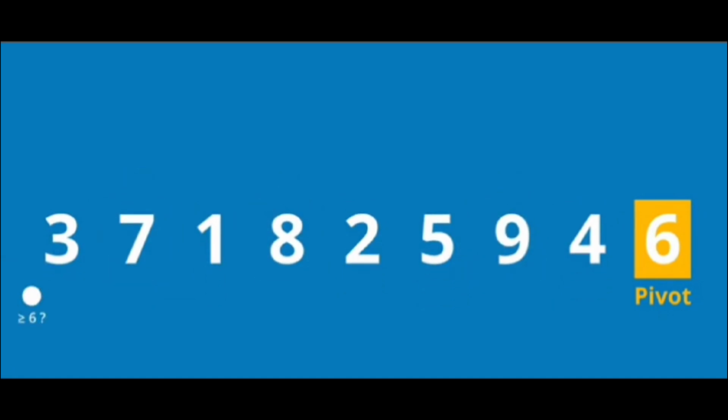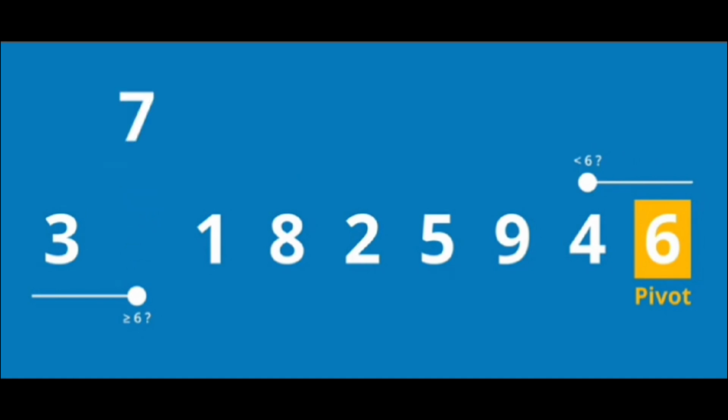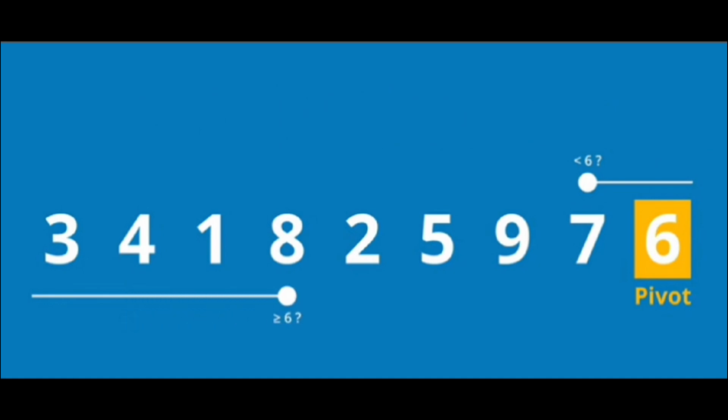Swap the numbers at i and j. When i is greater than j, swap j with pivot. Consider the given array. The last element would be the pivot. Search for the elements greater than pivot on the left side. For example, here 7 is greater than 6. Search for elements lesser than pivot on the right side. For example, here 4 is less than 6.